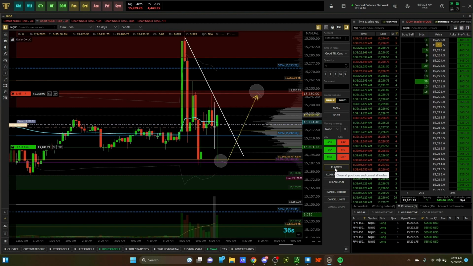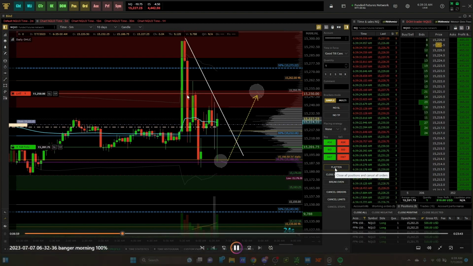Once price did flip back down into the red, the candle flipped red, that's when I went ahead and exited fully in profit. As you can see, it was 100 and something ticks right there already.